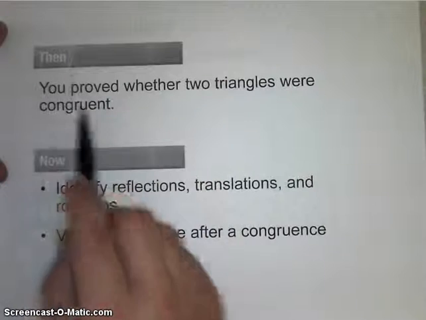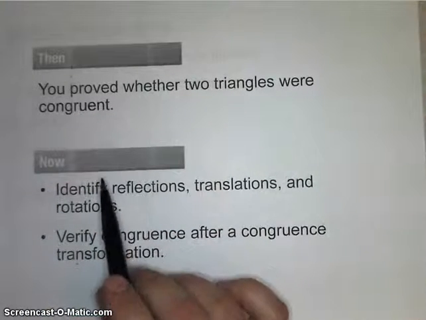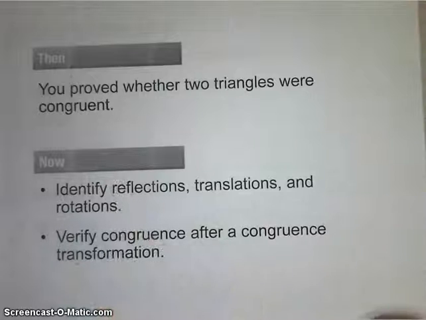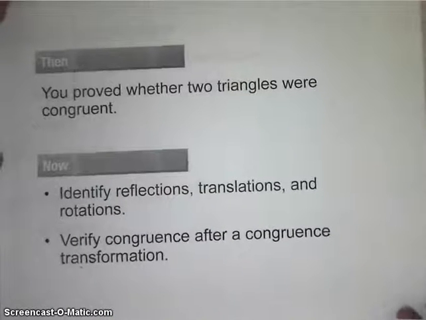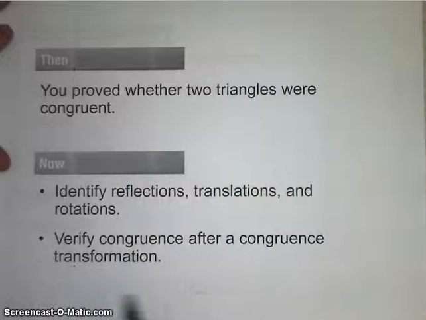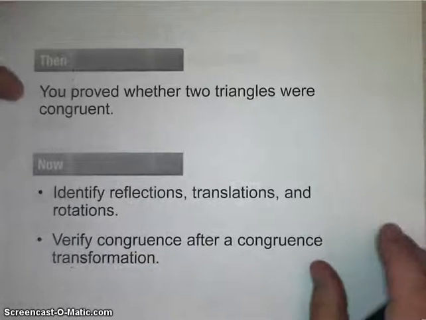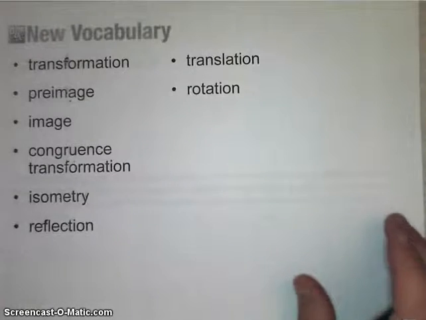In the past, you've proved whether two triangles were congruent, and we've used side, side, side; side, angle, side; angle, side, angle; angle, angle, side; and hypotenuse leg to do that. We've also used CPCTC to prove that specific parts are congruent. Well, now we're going to identify reflections, translations, rotations, and verify congruence after one of these kinds of transformations. So we'll take a look at what those things all mean.